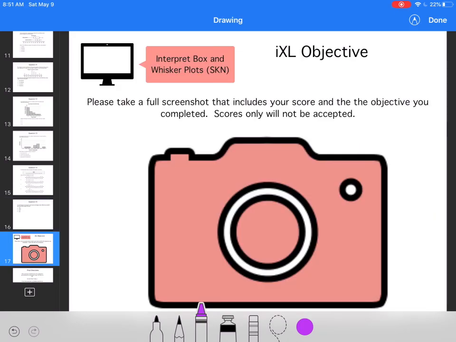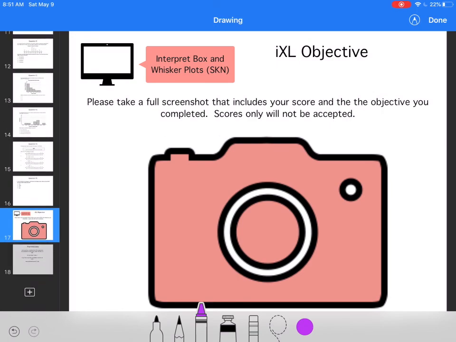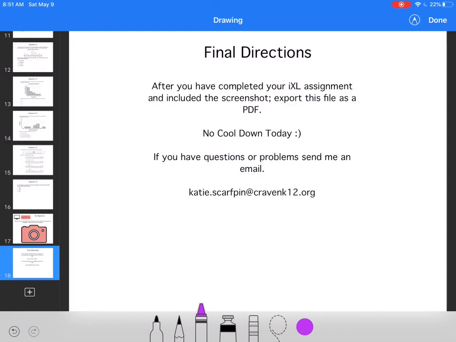Now I need you to go ahead and interpret box and whisker plots. It's a different IXL objective with the same name, but it's the idea that you're getting used to those 5 parts of a box and whisker plot. Take a screenshot. There is no cool down today, so don't worry about a cool down.